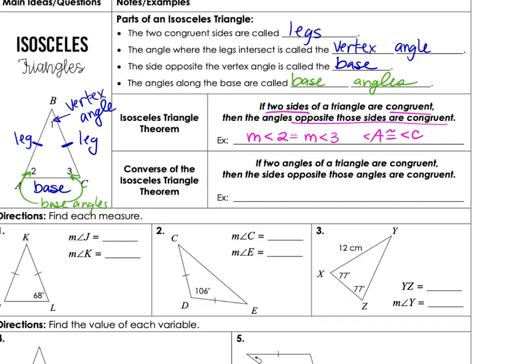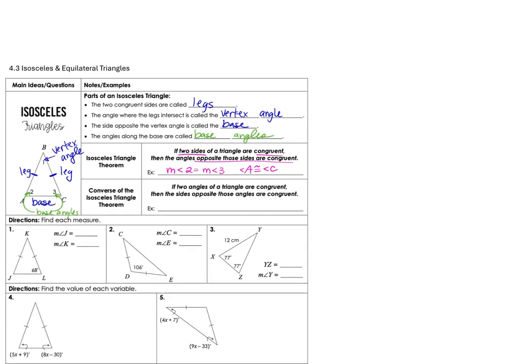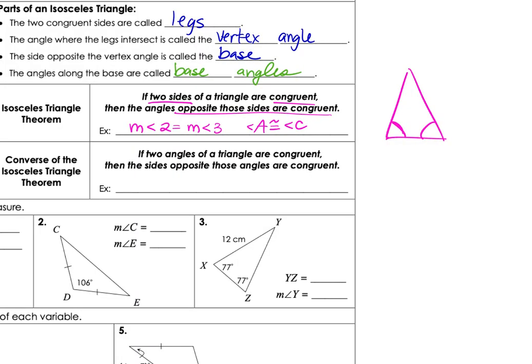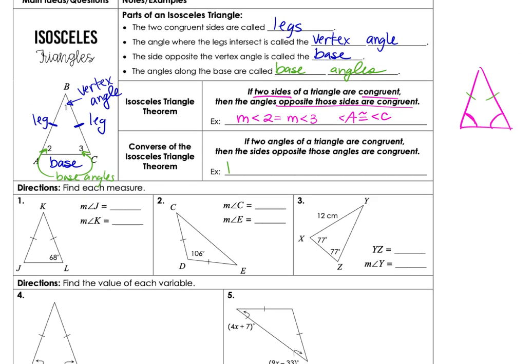The converse says if the angles are congruent, so sometimes they're going to give you a picture where all you know is that those are congruent. If you know that, you are able to say, because those angles are congruent, then the sides across from them have to be congruent too. So in this picture, it's basically saying if angle A is congruent to angle C, then AB will be congruent to BC. So it's a converse and an original theorem that are both going to be true always.